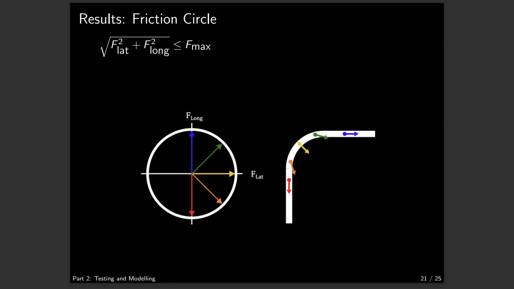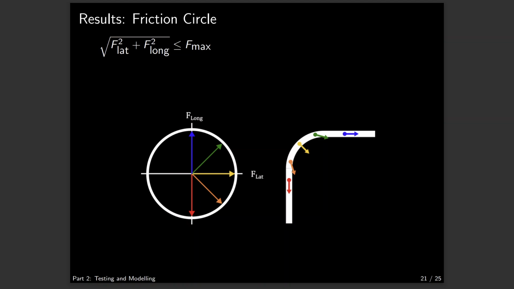Let's look at the example of a right-hand turn on the screen, which chronologically goes from red to blue. At the beginning of the sequence, red, the car is braking in a straight line, getting the best stopping performance because there is no steering input. At orange, we are braking and turning.